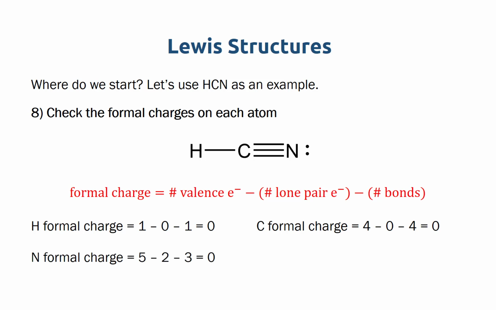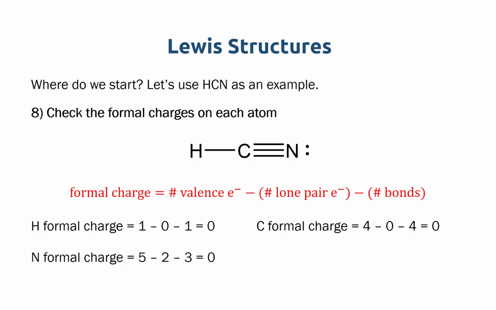And finally, we have nitrogen. Nitrogen is in group 15, so it has 5 valence electrons. Then we subtract 2 from the number of lone pair electrons. There are 2 dots, so we subtract 2. And then we subtract 3 because nitrogen has 3 bonds, and that also equals 0.